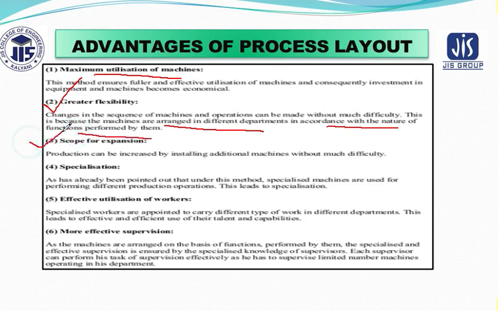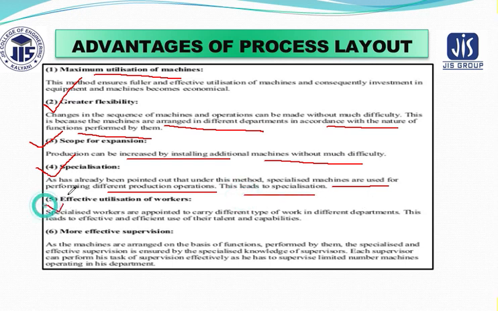Number 3, scope for expansion. Production can be increased by installing additional machines without much difficulty. Number 4, specialization. As has already been pointed out, under this method specialized machines are used for performing different production operations. So this leads to specialization. Number 5, effective utilization of workers. Specialized workers are appointed to carry out different tasks or different types of work in different departments, and this leads to the effective and efficient use of their talent and capability.